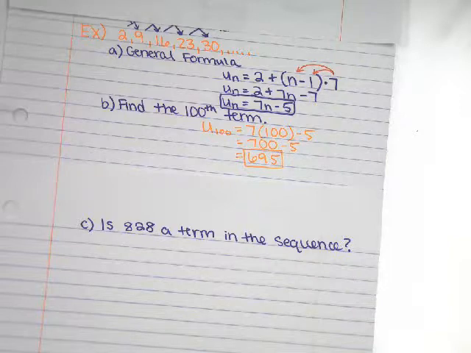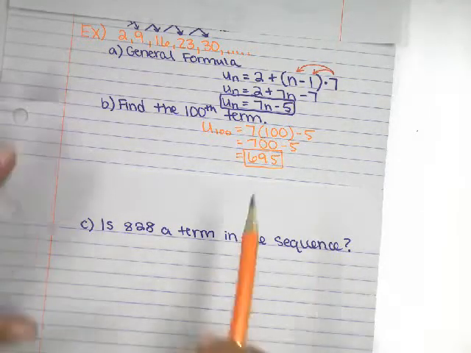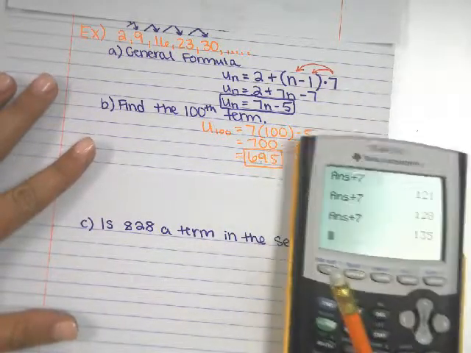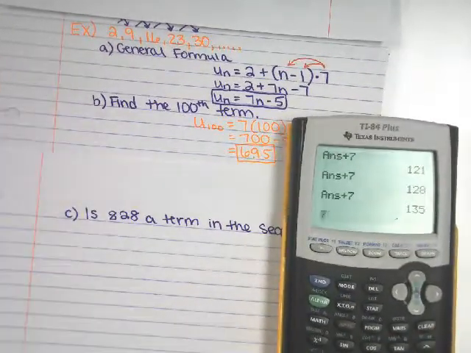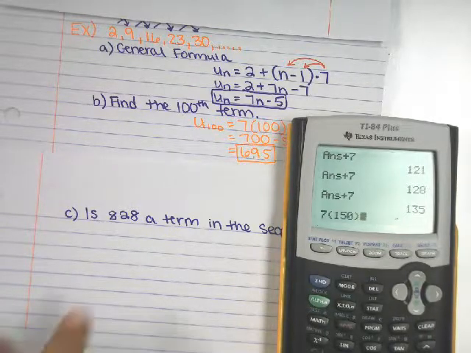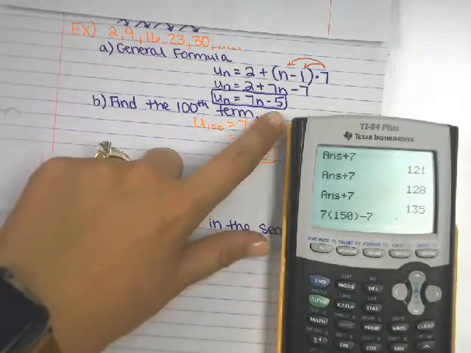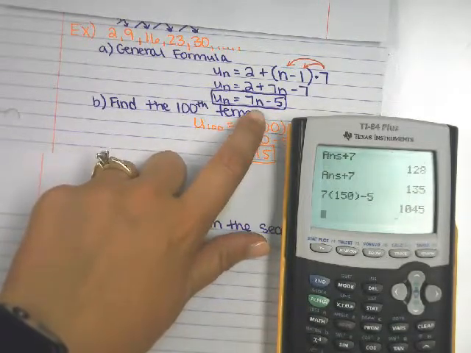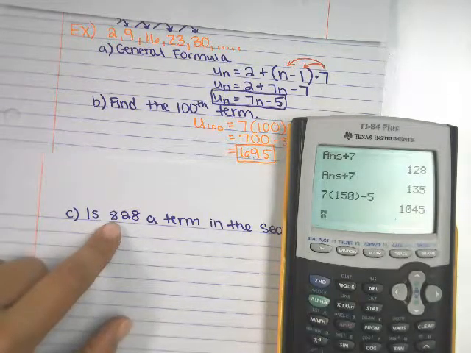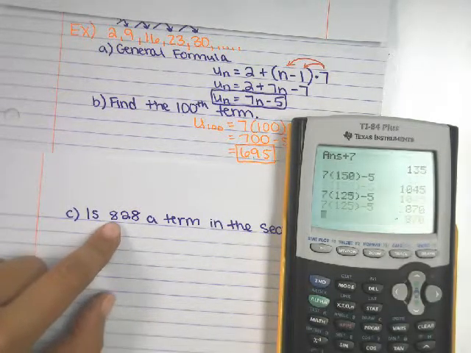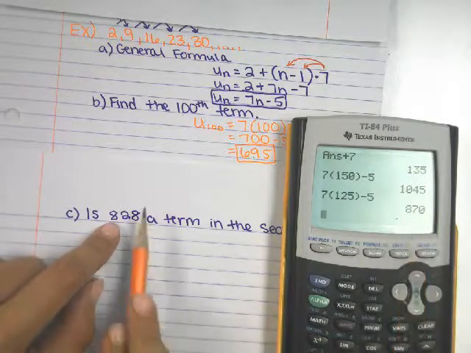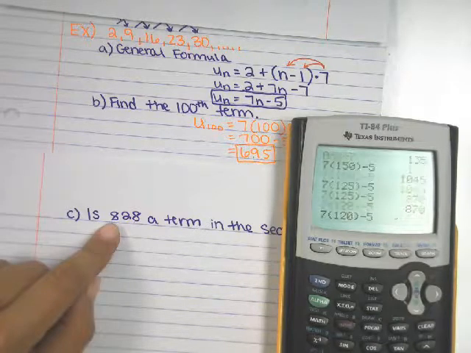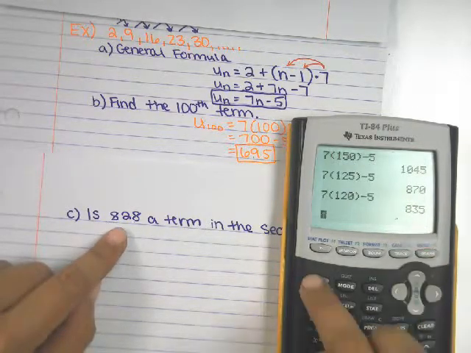So the first method, we can guess. We know that the 100th term is 695. So we could check what the 150th term is: 7 times 150 minus 5, following our formula here. Plug in 150. Okay, that's too big. So let's go smaller, 125. Okay, the 125th term is this, so this is still smaller. So how about the 120th term? Oops, still too big. So let's go down again.